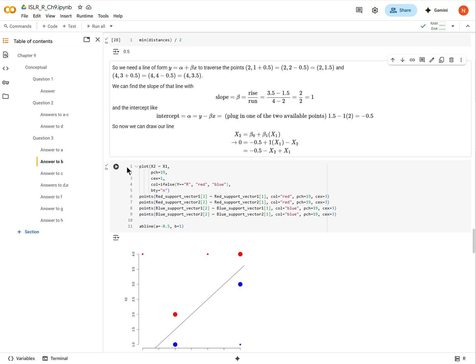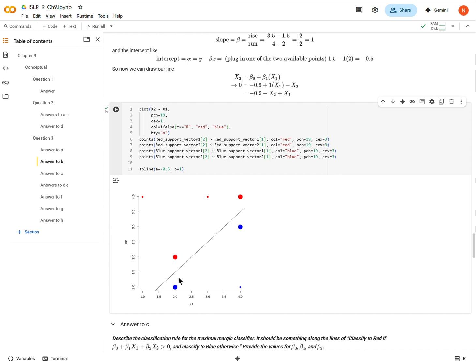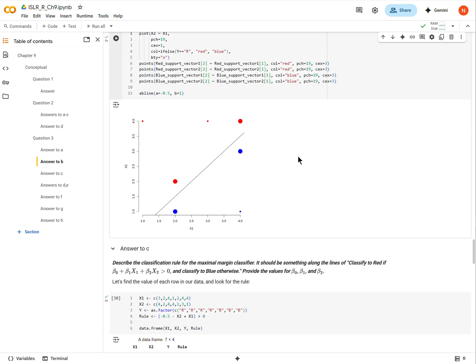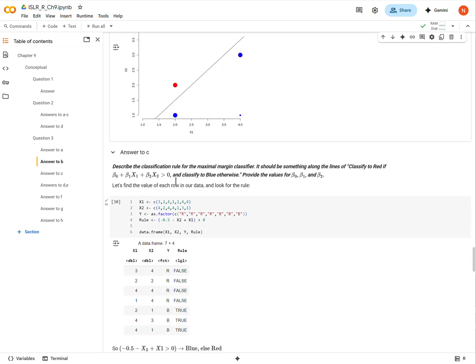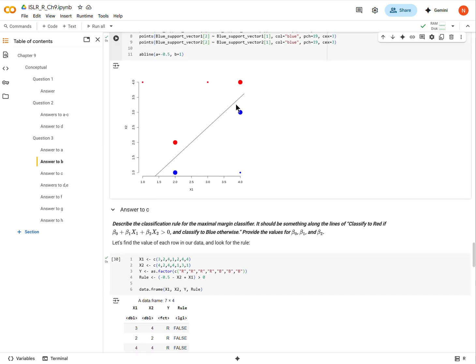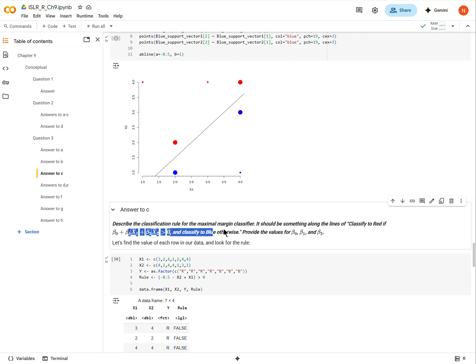And so we can plot that, and so it's plotted right here, okay? And you see that we have this hyperplane that is separating the red and the blue classes, and it goes right down the middle, okay, just like we wanted. Okay, so what if we want to formulate this in terms of a rule, right? If I give you x1 and x2, you tell me whether it should be red or blue. Okay, so we want a rule, and that's what we're doing here in part C.